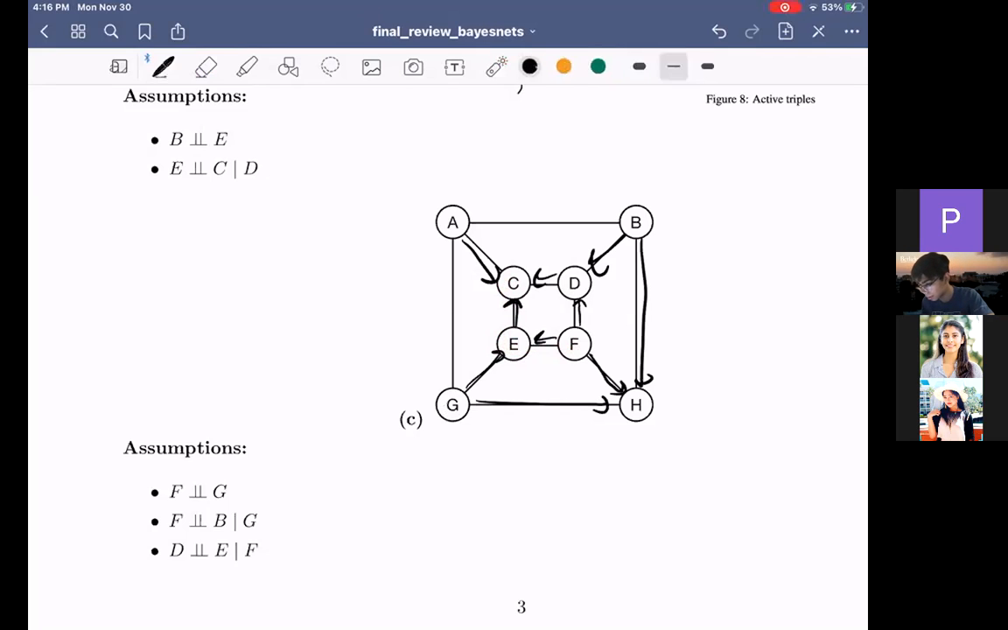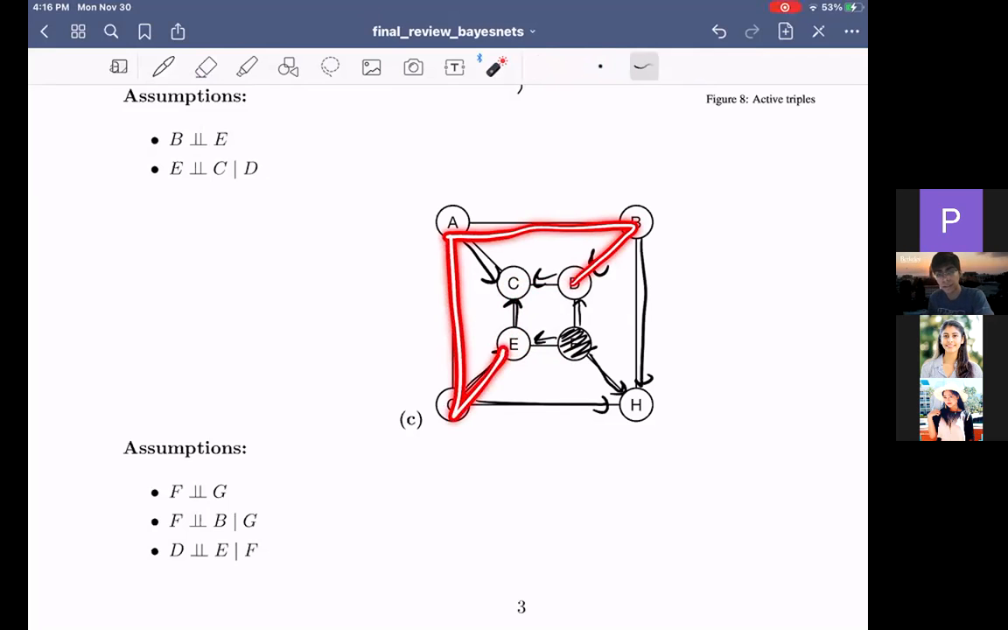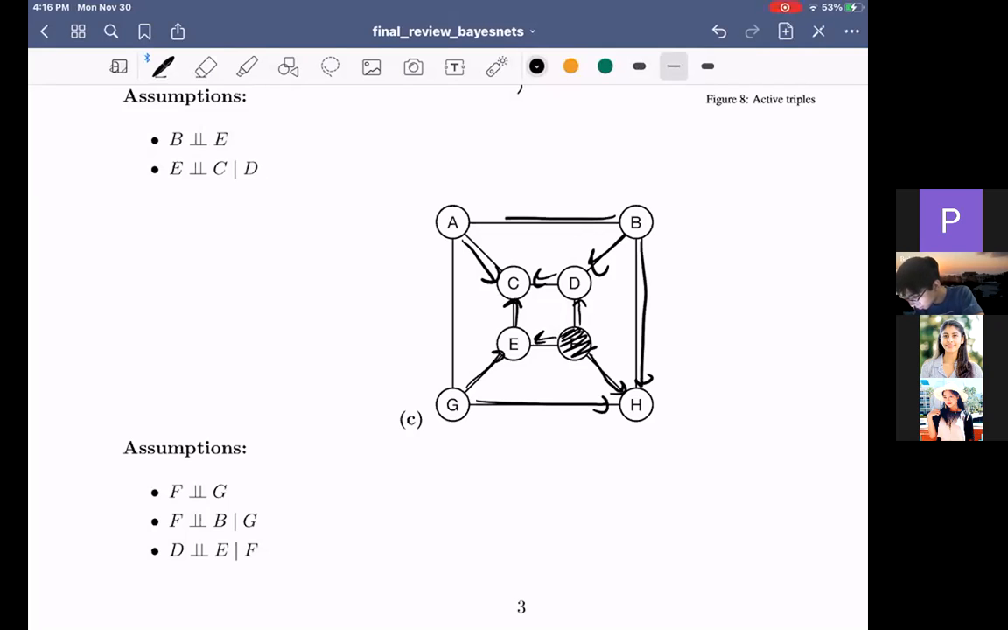And then the last one was D is independent of E given F. So this path is blocked. Maybe we could take a path like this from D to E, right? So we want to block that one. So what must the edge from A to B be? You need an edge from B to A and then from G to A as well. Okay, so what does the edge from B to A get us?